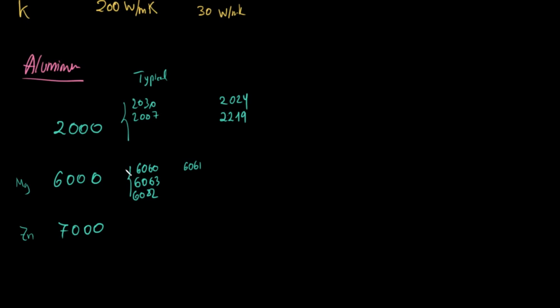So these typical alloys have an ultimate strength of around 200 to 300 megapascals, and maybe 6061 is just slightly above 300, but nothing special. There's nothing special about 6061.